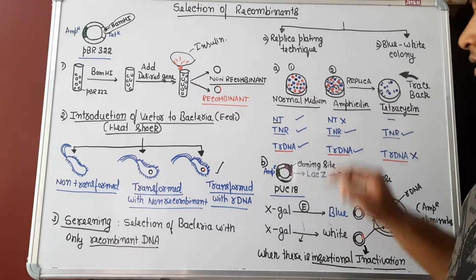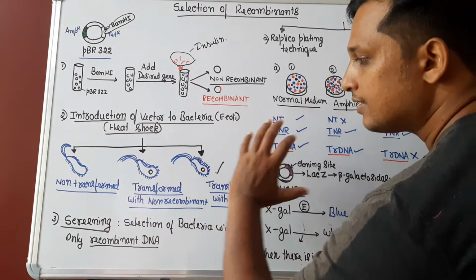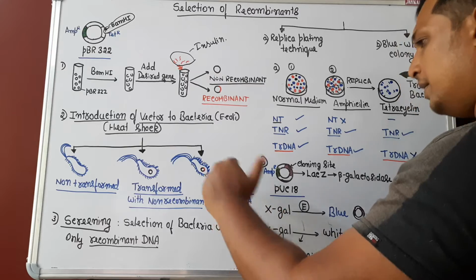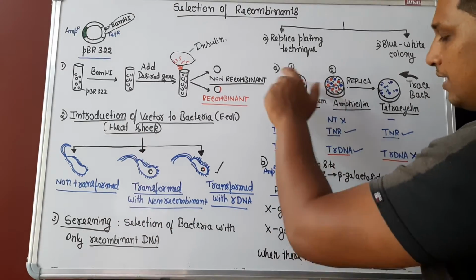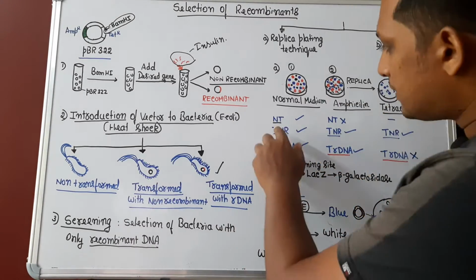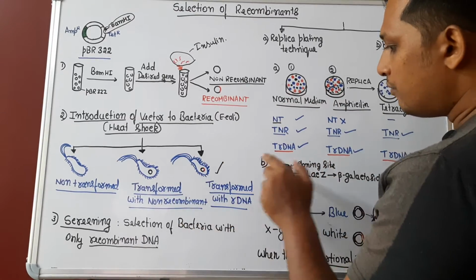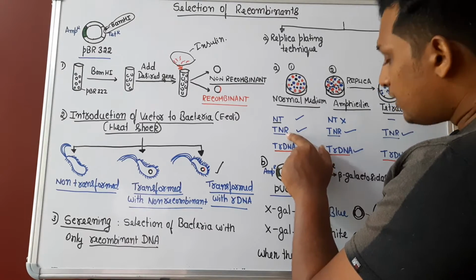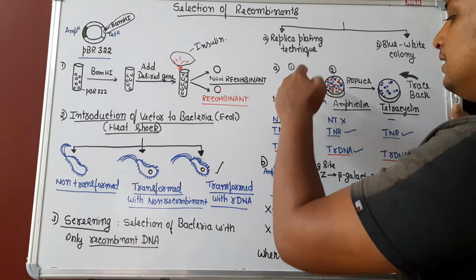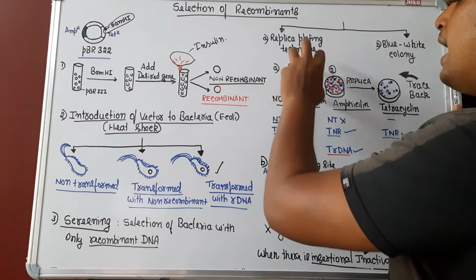Replica plating technique: take a Petri plate, take normal medium, grow all these cells which are present in the test tube. Now you do not know which cell is having recombinant DNA and which is not. So grow them in a normal medium. In normal medium, when you grow the non-transformed cell, I have written it as NT, the black colored colony, they will grow and produce their colony. Transformed cell with non-recombinant DNA, they will also grow. Transformed cell with the recombinant DNA, they will also grow.